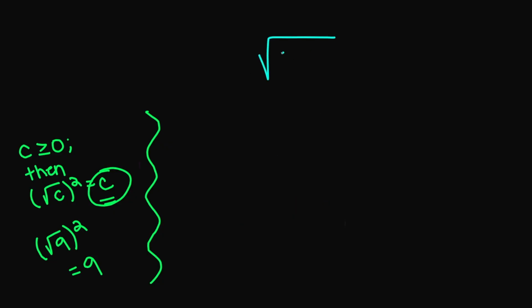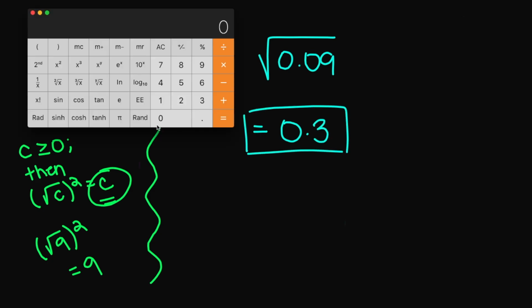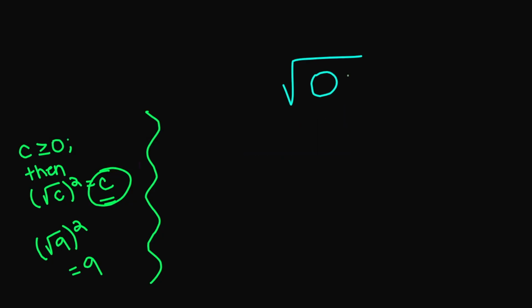What about the square root of 0.09? Your final answer here is going to be 0.3. And if you were to use a calculator for this, you are going to do 0.09 and take the square root of that, and that's going to give you 0.3. What about the square root of 0? The square root of 0 is going to equal 0, and this is your final answer here.